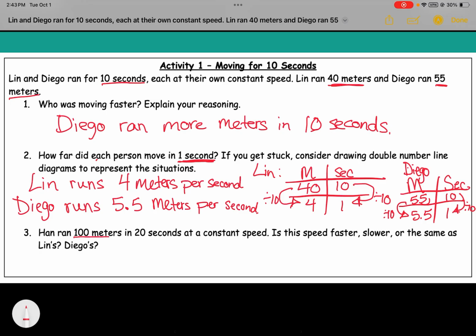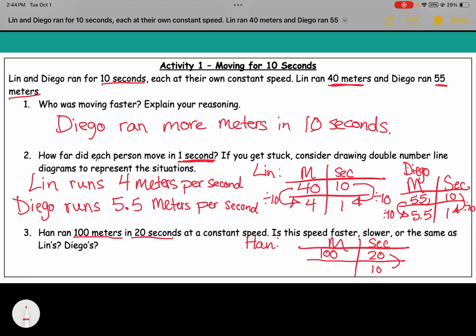Lastly, Han runs 100 meters in 20 seconds at a constant speed. Is this speed faster, slower, or the same as Lynn's and Diego's? So there's a couple ways to do it. We can find out how far Diego ran per second to find his speed, how far Han ran per second to find his speed, or we could compare it to 20 seconds. So I'm going to look at Han. I'm going to create a table for Han. If we're talking about meters and seconds, his is 100 meters in 20 seconds. So I'm going to look at how far he runs in 10 seconds because I already know how far the other guys go in 10 seconds.